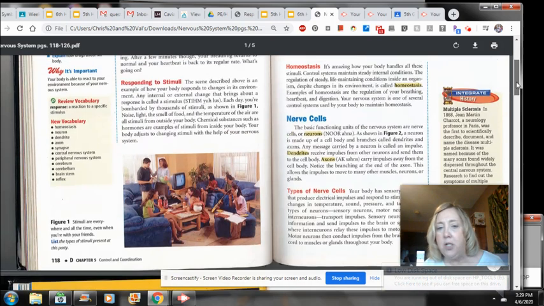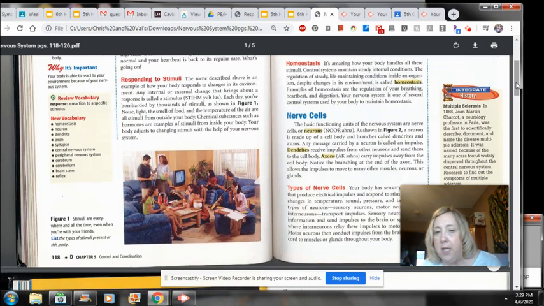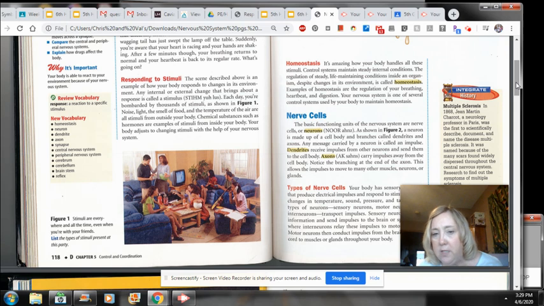In your book, you have a little section here on nerve cells. It tells you that the basic functioning units of your nervous system are the nerve cells, or sometimes you hear them called neurons. So neuron, nerve cells, they mean the same thing. As shown in figure 2, a neuron is made up of a cell body and branches called dendrites and axons. Any message carried by the neuron is called an impulse. Dendrites receive the impulse from other neurons and send them to the cell body. Axons carry impulses away from the cell body. Notice the branching at the end of the axon. This allows impulses to move to many other muscles, neurons, or glands in your body.